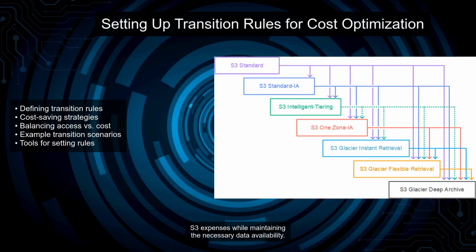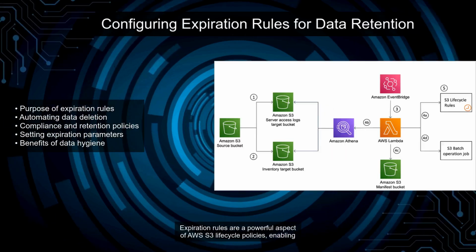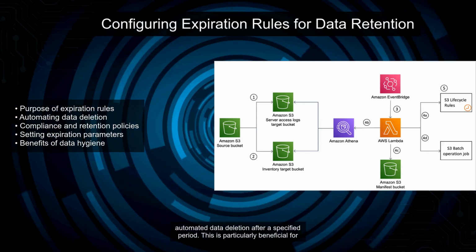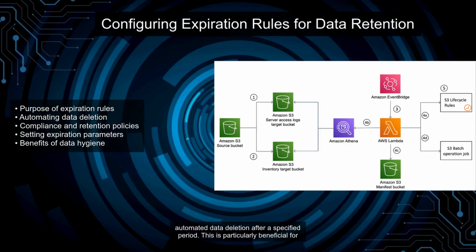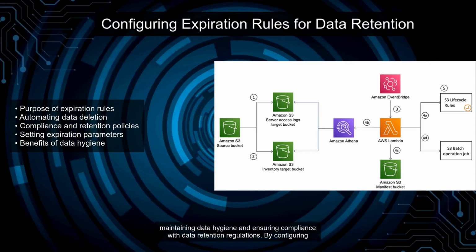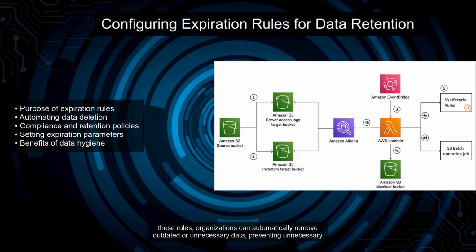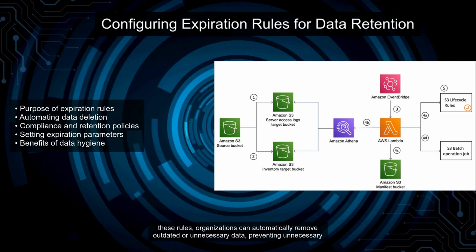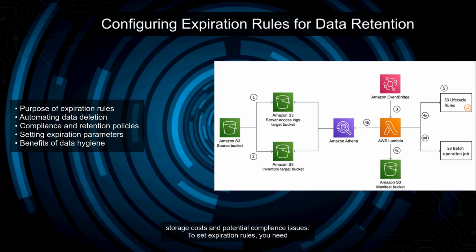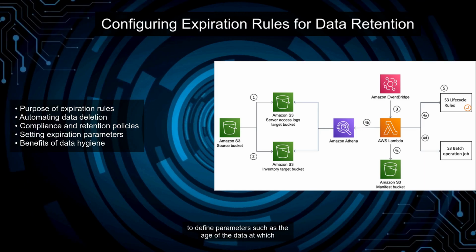Expiration rules are a powerful aspect of AWS S3 lifecycle policies, enabling automated data deletion after a specified period. This is particularly beneficial for maintaining data hygiene and ensuring compliance with data retention regulations. By configuring these rules, organizations can automatically remove outdated or unnecessary data, preventing unnecessary storage costs and potential compliance issues.